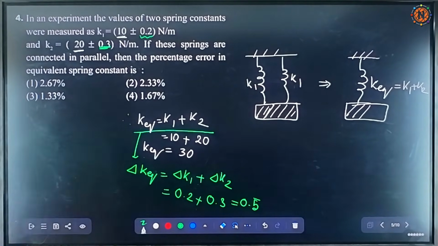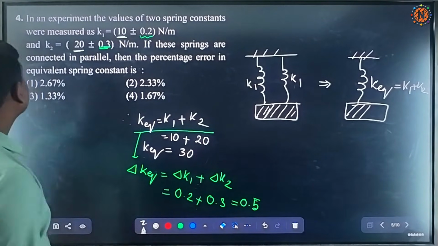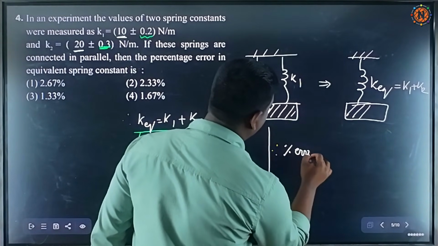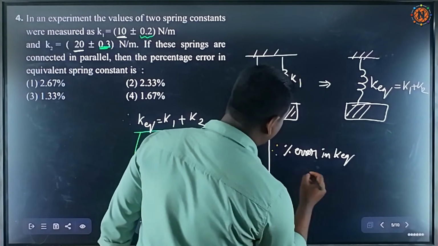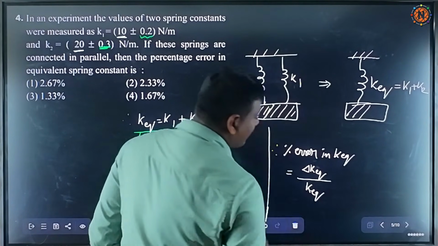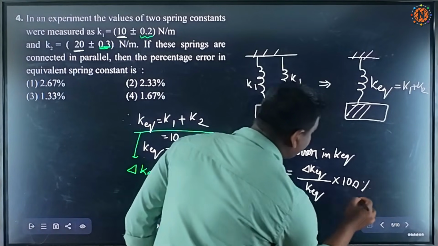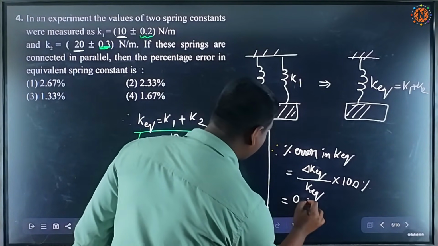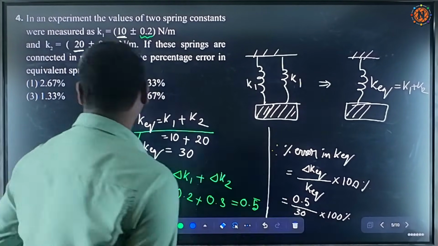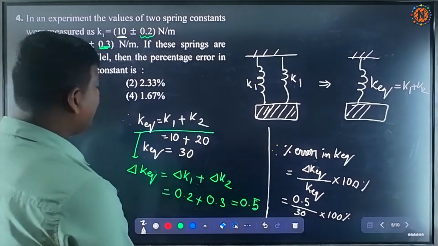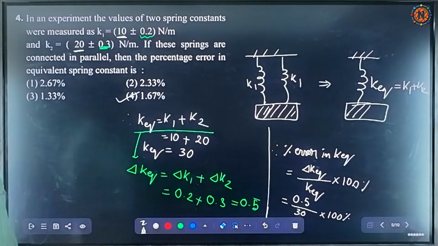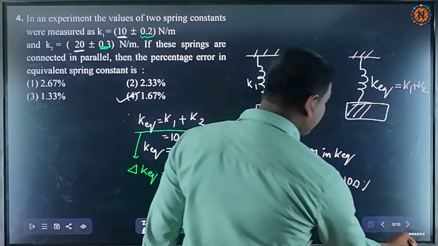Now we need to find the percentage error in K equivalent. The percentage error in K equivalent will be delta K equivalent change divided by the original value, times 100%. So that will be 0.5 over 30, times 100%. If you calculate, you will get approximately 1.67%. Yes. So this will be the answer. Okay, let's go to the next question.